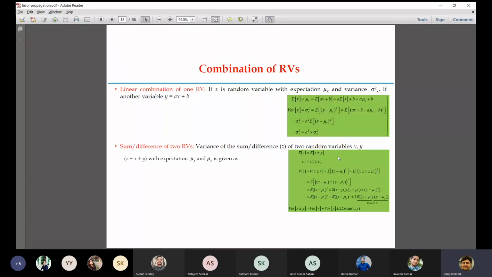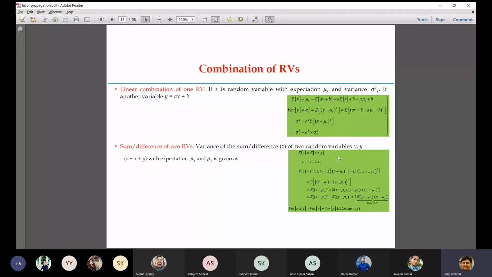So what you need to do is take the expectation operator on both sides of the function. The moment you take y equals ax plus b and take the expectation operator on both sides, the left hand side becomes the expectation of y, which is again mu y. The moment you go to the right hand side, it becomes the expectation of ax plus b.